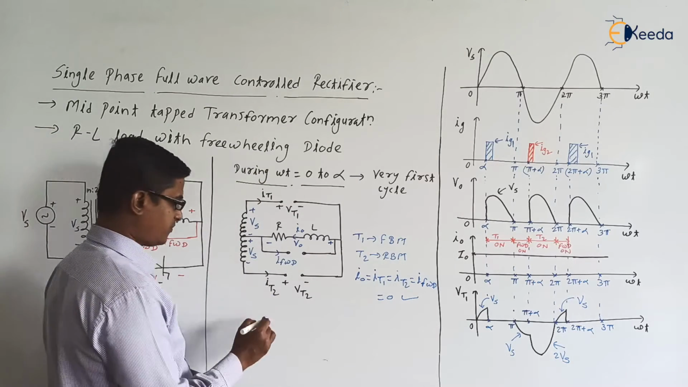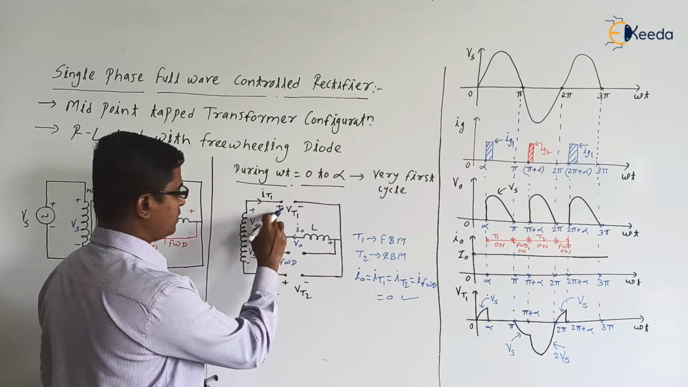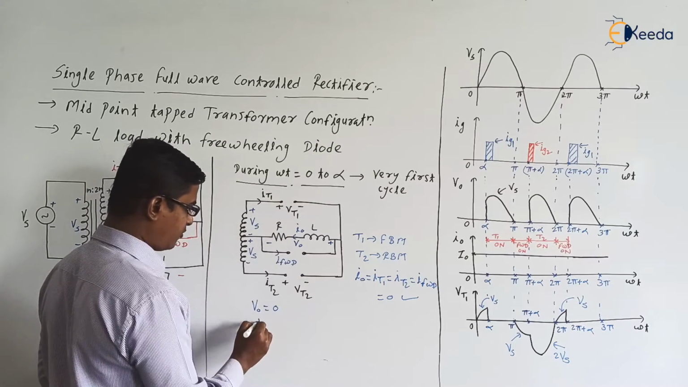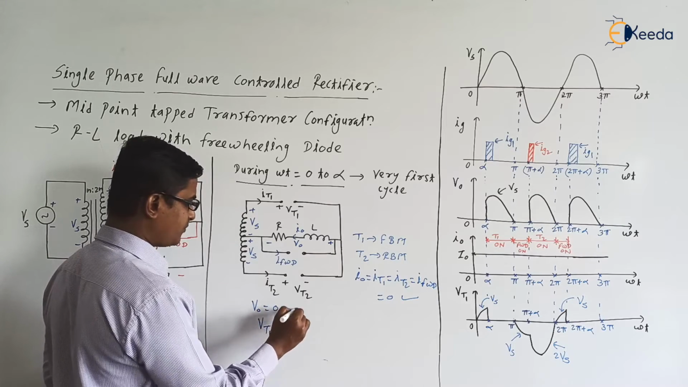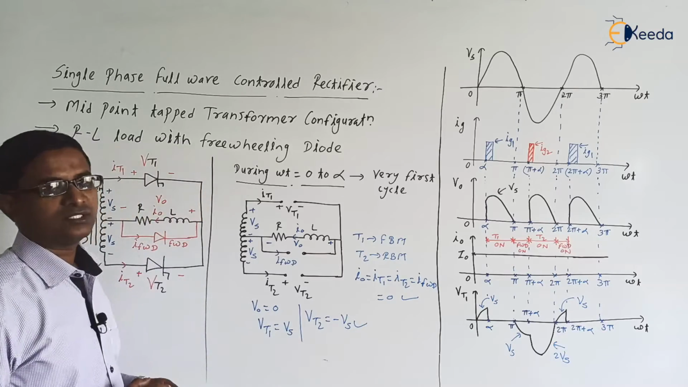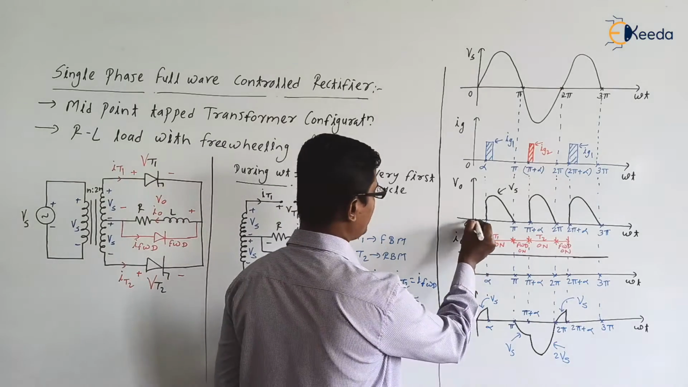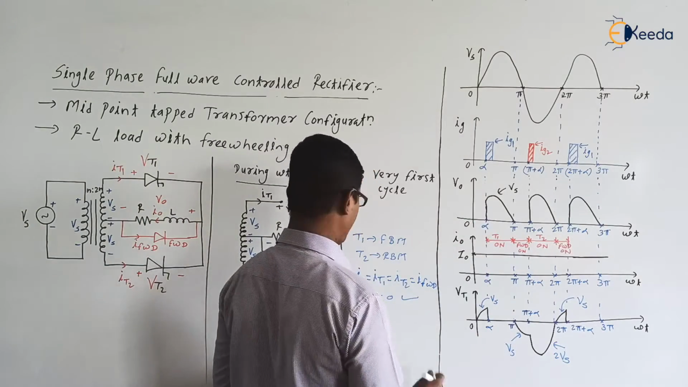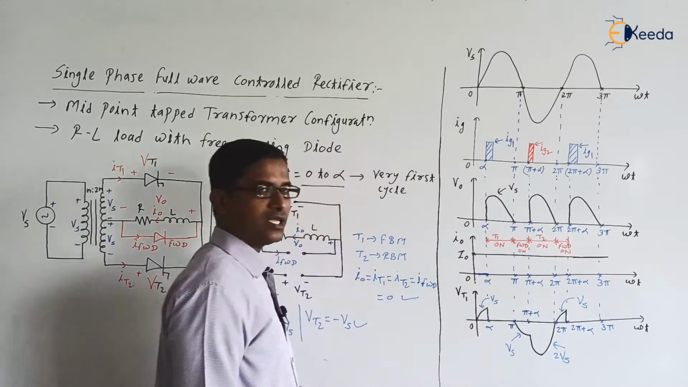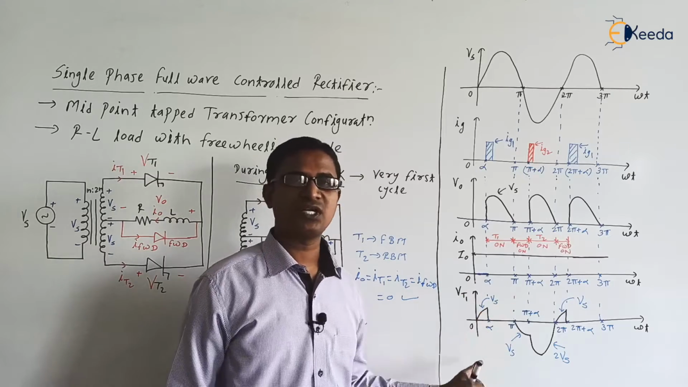Next, what is V0? If you check, V0 is equal to 0 because current is not flowing through the load. Next, what is Vt1? Both the thyristors are in the off state, so applying KVL, Vt1 is equal to plus Vs and Vt2 is equal to minus Vs. So during 0 to alpha, for the very first cycle, V0 will be 0 and I0 will be 0, but for continuous cycles it will be non-zero. Vt1 is Vs, for the very first cycle as well as for continuous cycles.